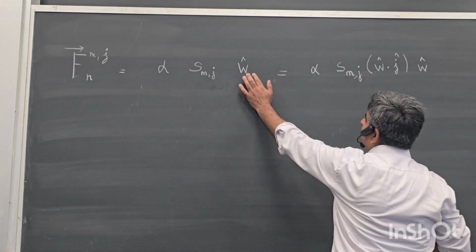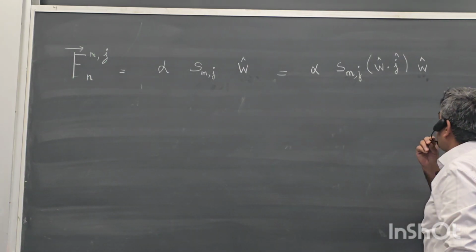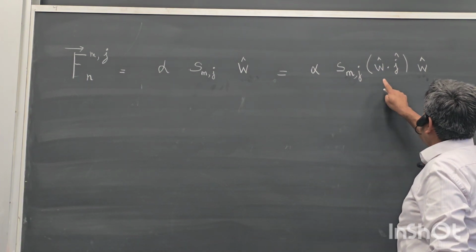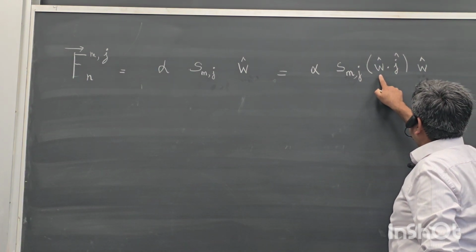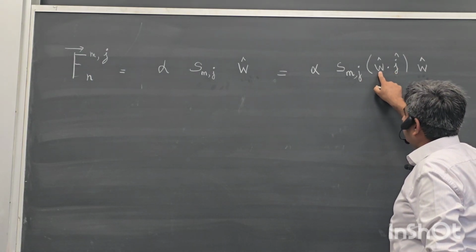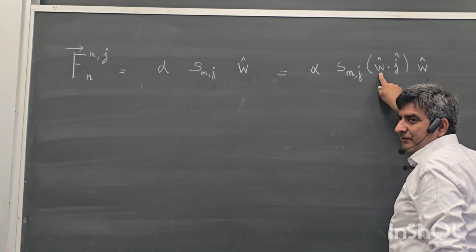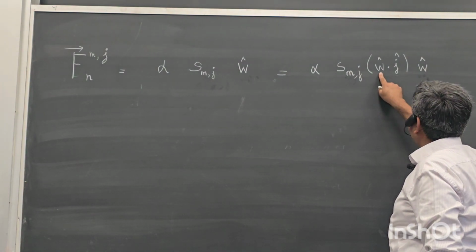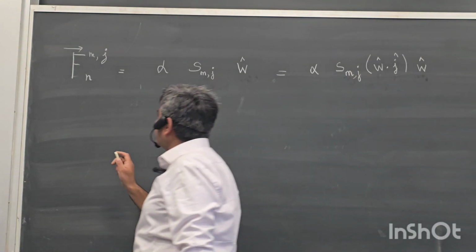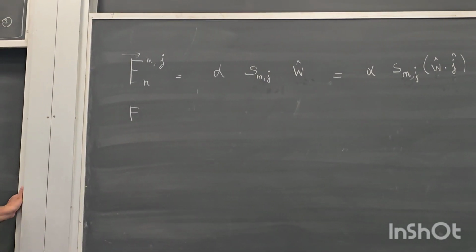So this remains preserved. This Smj is the component along the j direction. So I need to take the dot product of the internuclear vector with j. Now I would like to find the component of this force along the i direction.